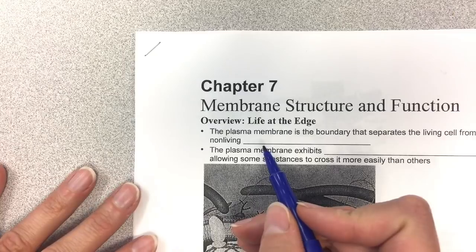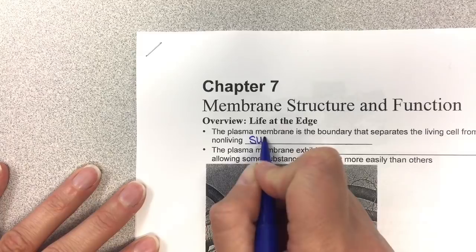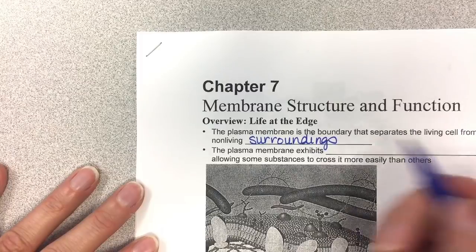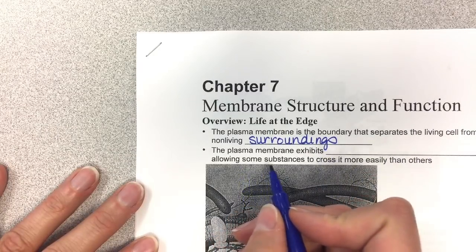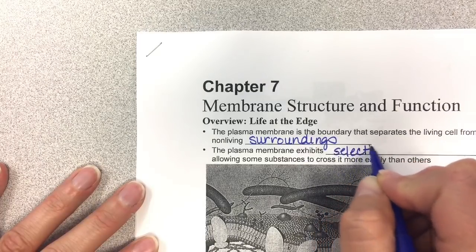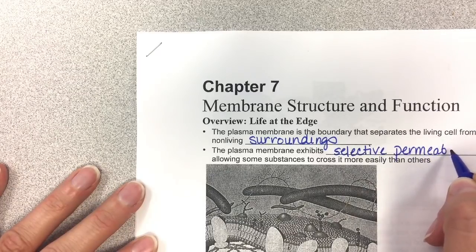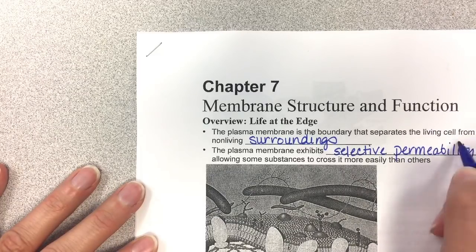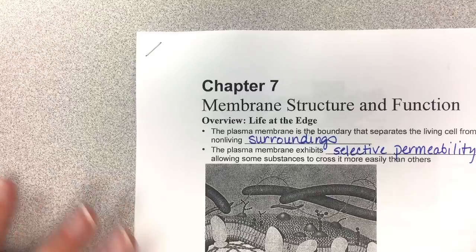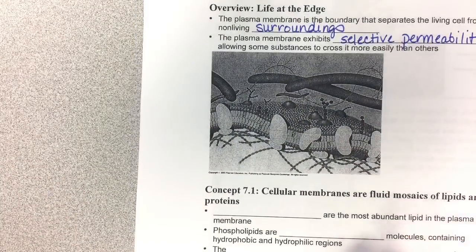So the overview: the plasma membrane is the boundary that separates the living cell from the non-living surroundings. Remember, it controls what goes in and out of the cell. So the plasma membrane exhibits what we call selective permeability, based upon certain characteristics of molecules that we'll learn about. It picks and chooses what can go across it, allowing some substances to cross more easily than others.